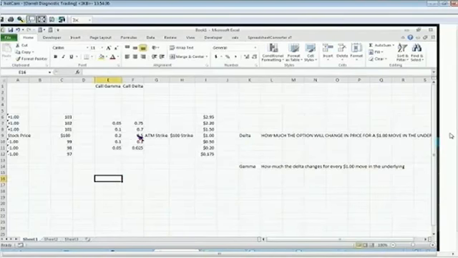So right here, if I have a delta of 0.5 and a gamma of 0.2, when the stock moves up $1, my delta increases on a call strike to 0.7. If it moves down, my delta would decrease to 0.3. Okay? And again, call delta is the same as binary price.